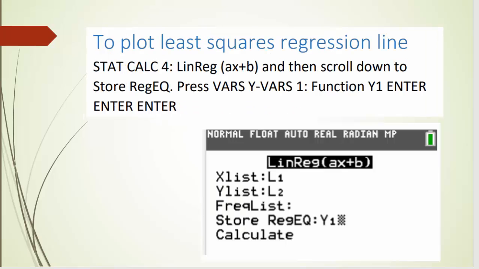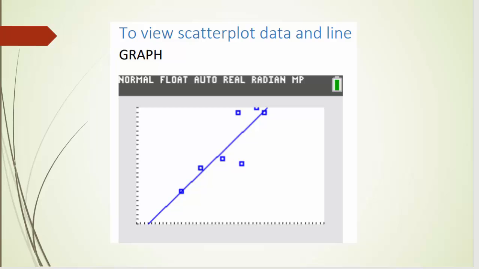Maybe you want to see the line of regression going through your plot points, in which case you go stat calc for again. This time, when you get down to reg eq, pause there and then press vars, y vars, and the first one that you select, number 1 function, and then y1, enter, enter, enter. It'll take you to the screen and you will see a plot, something like this. So there are the data points of the graph in the calculator and the line going through them.